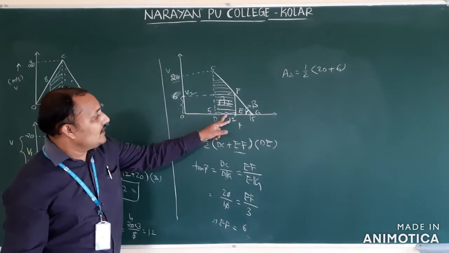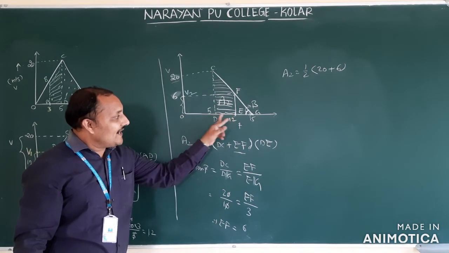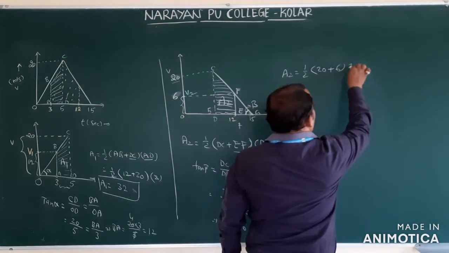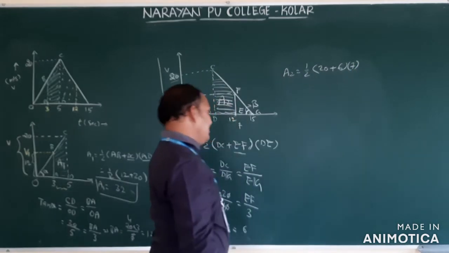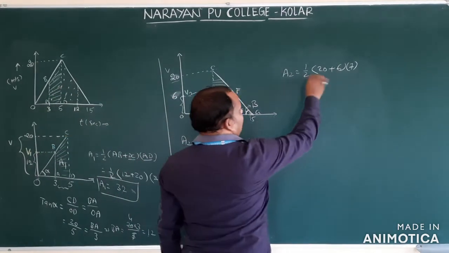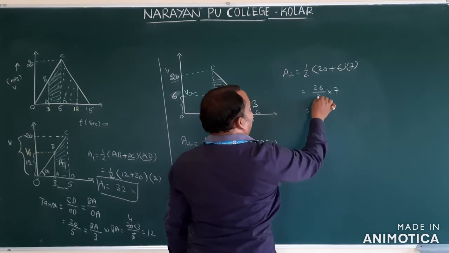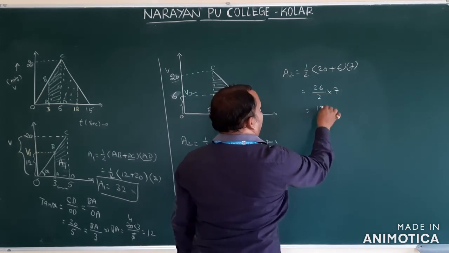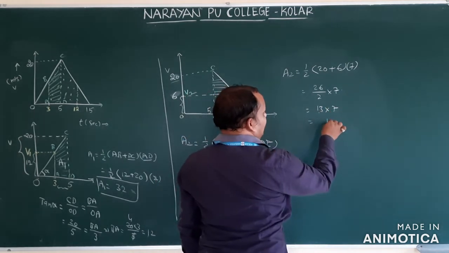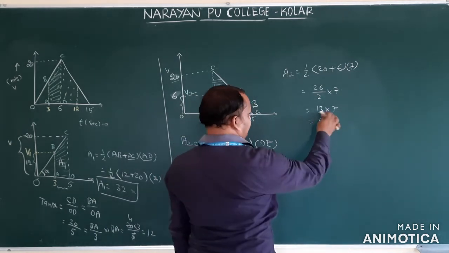Next, DE, D to E. This is 5, this is 12. So 5 to 12 means 12 minus 5, how much? 7. Got it? So 12 minus 5 is 7. Then calculate this: 20 plus 6, 26 by 2, into 7. Then 13 into 7. So 13 sevens: 7 3s are 21, so 91. Got it?